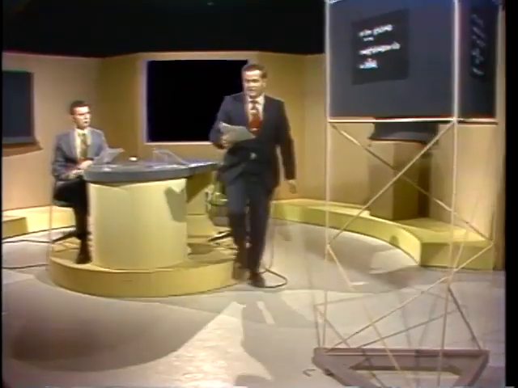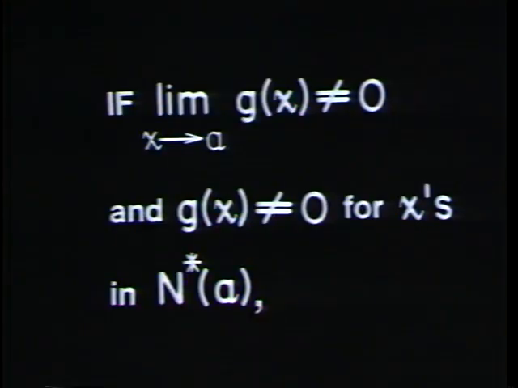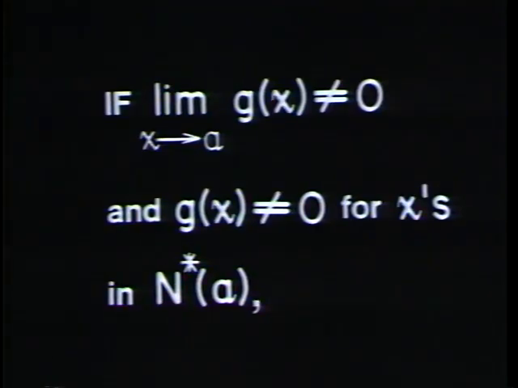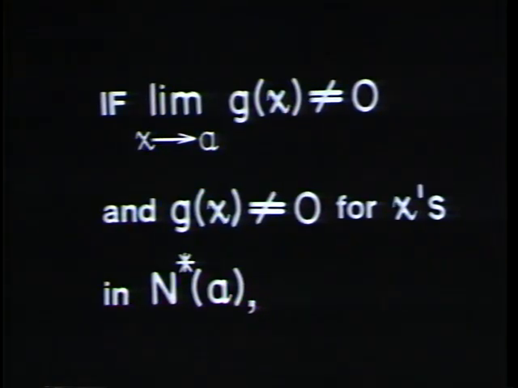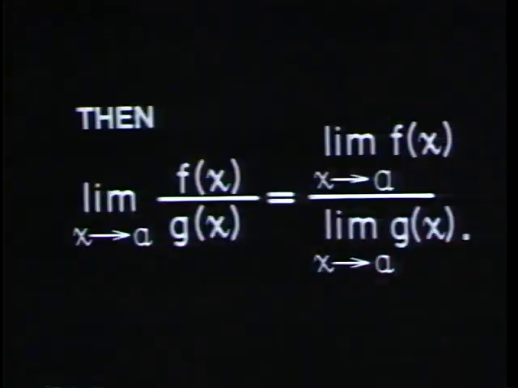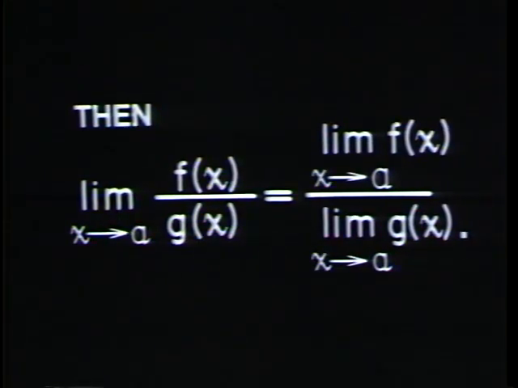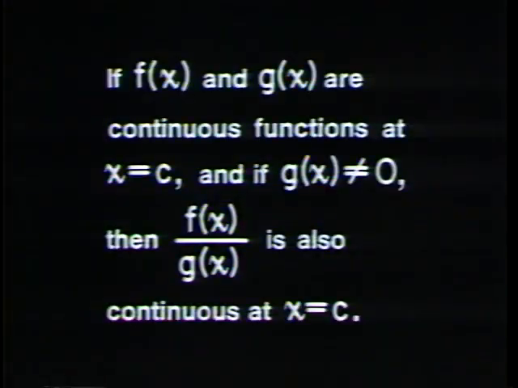Now let's contrast the theorems for the limit of the quotient of two functions and continuity of the quotient of two functions. When we discussed the limit of a quotient, f at x divided by g at x, we stated that if the limit of g at x is not equal to 0 as x approaches a, and if g at x is not equal to 0 for x's in some deleted neighborhood of a, then the limit of the quotient equals the quotient of the limits. That is, the limit as x approaches a of f at x divided by g at x is equal to the limit of f at x divided by the limit of g at x, both as x approaches a.